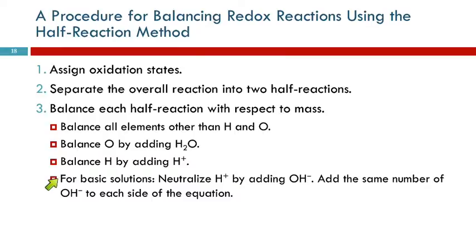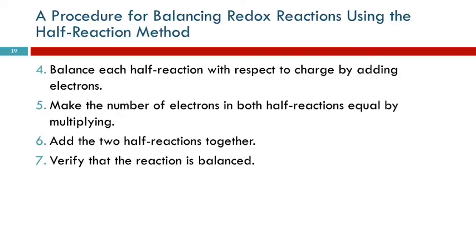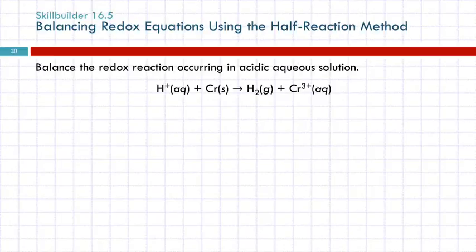If you have a basic solution, you go one step further, and then you neutralize those H pluses by adding hydroxide ions. You just add the same number of hydroxide ions to each side of the equation. We'll do an example like that. Then you balance each half reaction with respect to charge using electrons. Then you make the number of electrons in both half reactions equal. You add them together and then double check that everything's balanced. So those are the steps. Let's do some examples.